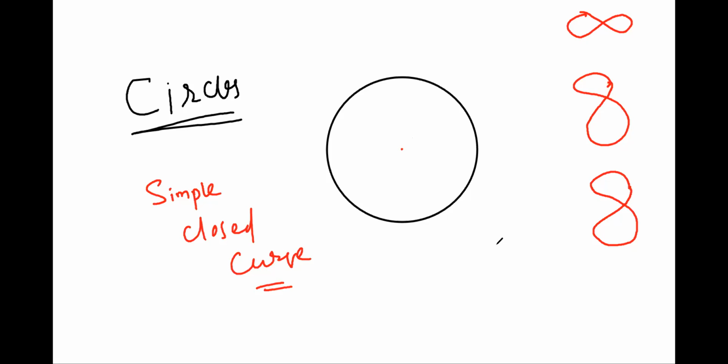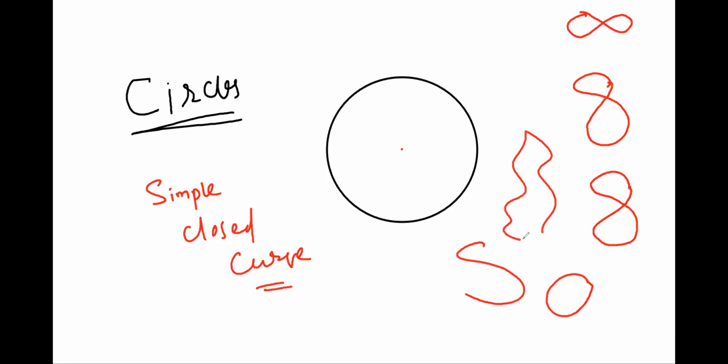What is open curve? S is an open curve. Yes or no? S is an example of open curve, but 8 is an example of closed curve. This is a closed curve. This is also a closed curve. Anything can be a closed curve. Closed means there is no starting point, there is no ending point. Then that is called a closed curve. But open means it has two ends. This is the starting point, this is the ending point. Then this is called an open curve.